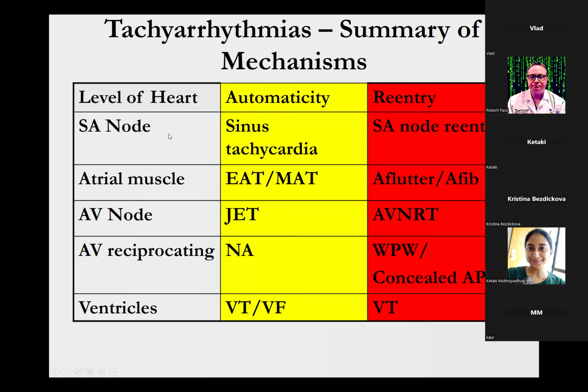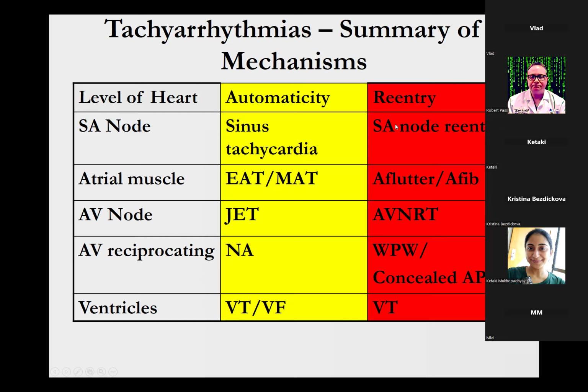And this is just how I think of it. One can do it anyway, but I would recommend just trying to use a similar or at least the same mental model each time you're looking at an ECG. So when we're looking at the level of the sinus node, sinus tachycardia is the automatic, if you want to say, arrhythmia that we see there.